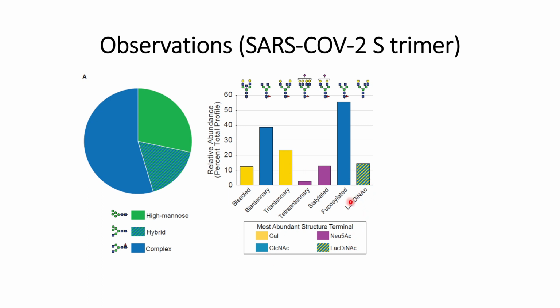And this one is different. This is multi-antennary, which can be either sialylated, fucosylated, or galactosylated. So it can be a mixture of any of these three.